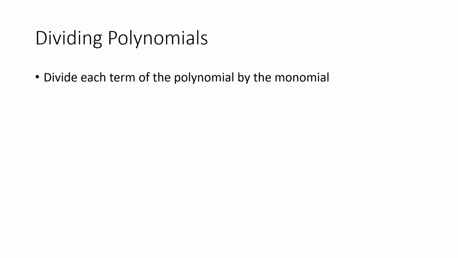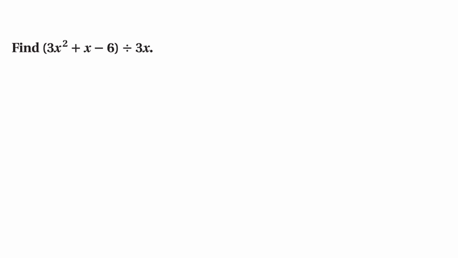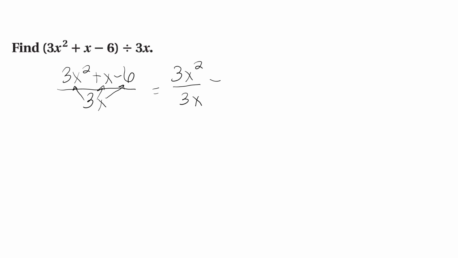So let's start with a polynomial divided by a monomial. We've got a trinomial here, and we notice that we're just dividing by a single monomial. So we could write that as a fraction: 3x squared plus x minus 6 all over 3x. When we have it in fraction form, we can take our divisor and distribute it to each term in the numerator. So we can turn this into 3x squared over 3x plus x over 3x minus 6 over 3x.